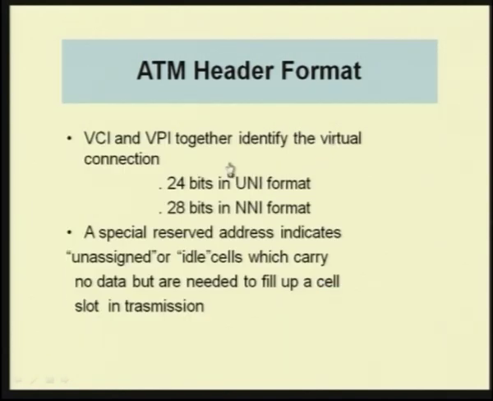Now let us try to understand what these different fields do for us. The VCI and VPI together identify the virtual connection. So, 24 bits in the UNI format, 28 bits in the NNI format, and a special reserved address indicates unassigned or idle cells, which carry no data but are needed to fill up a cell slot during the transmission. Remember, we have a synchronous transmission that is normally used.